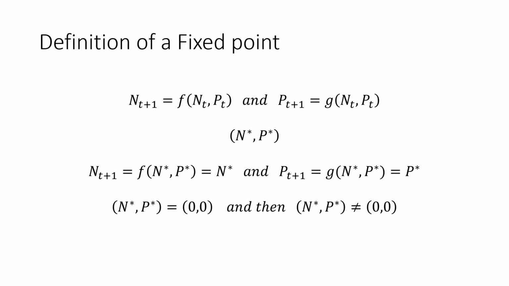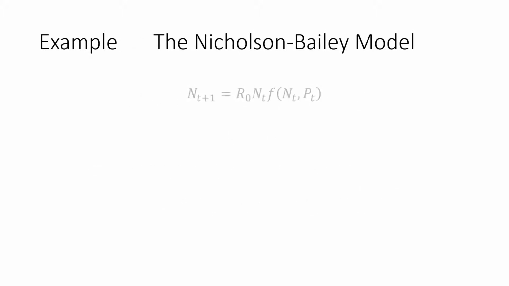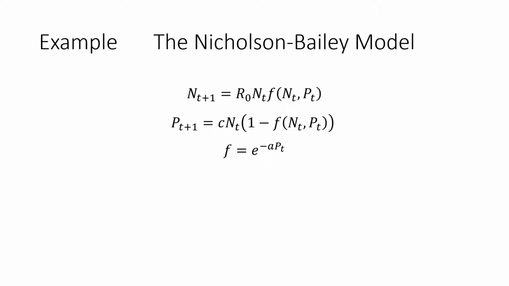To look at this example, we shall look at the Nicholson-Bailey model, which states that n_{t+1} is equal to r0 times n_t times some function f, which is a function of n_t and p_t, and then the population p_{t+1} is equal to c times n_t times 1 minus the same function of n_t and p_t.